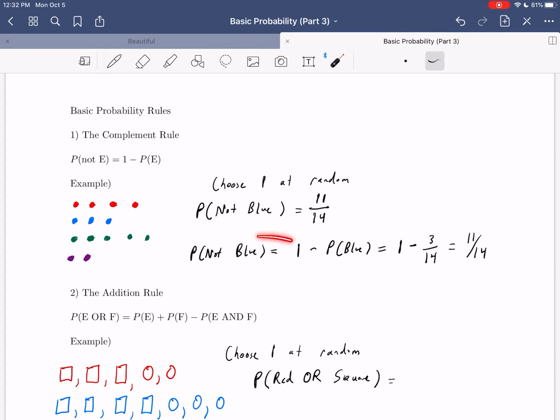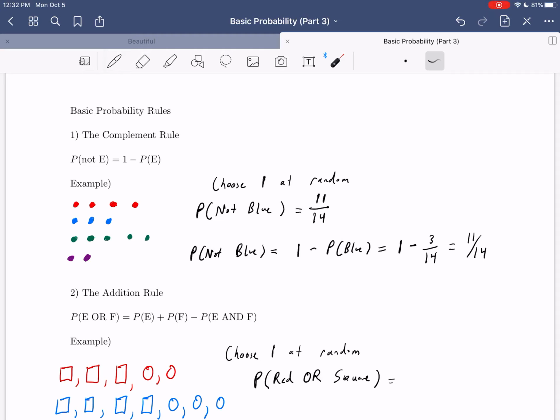Visually, why does this work? What we're doing in using the complement rule is saying that there's 14 things overall. Get rid of all the blue ones. Well, 14 minus 3 gives us the 11 things overall. So that's all the complement rule is really saying.